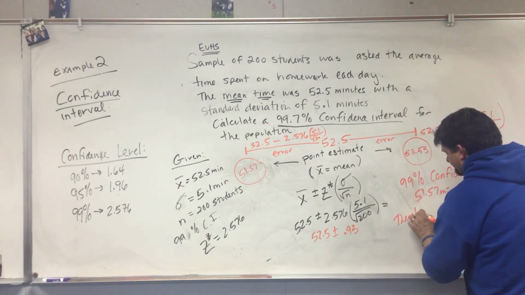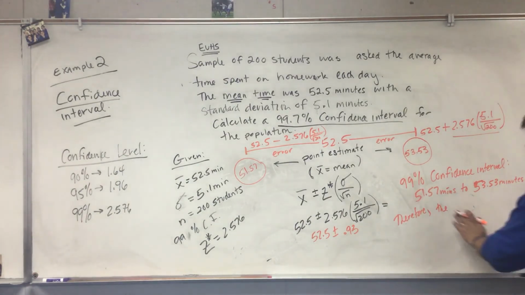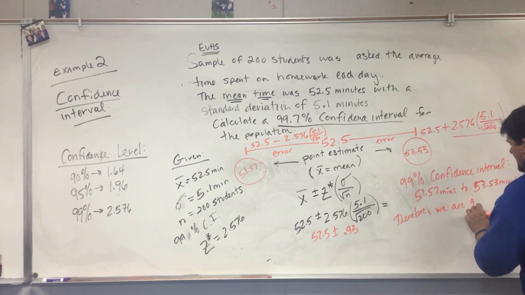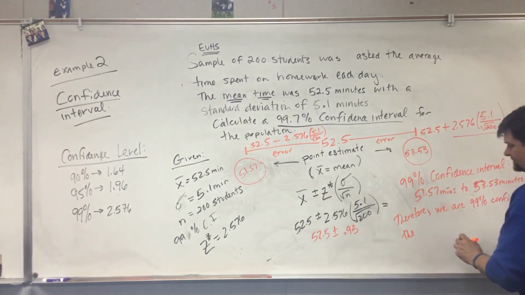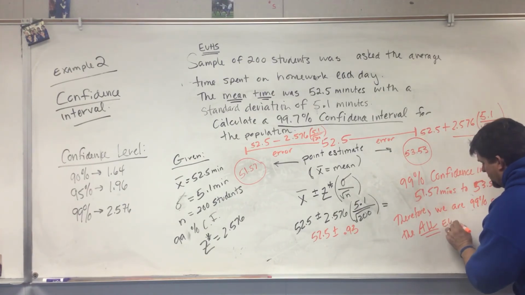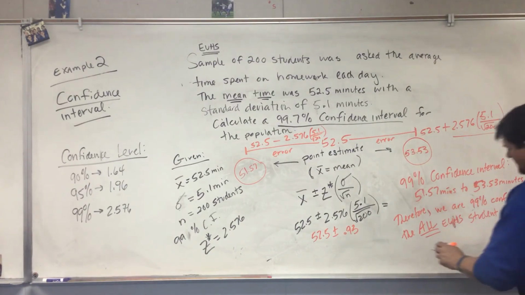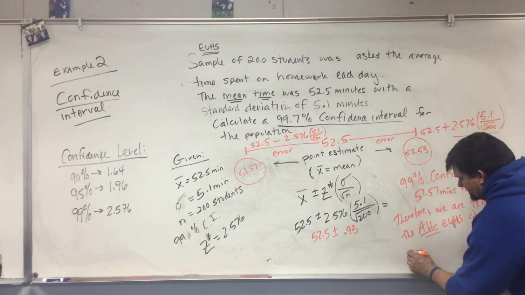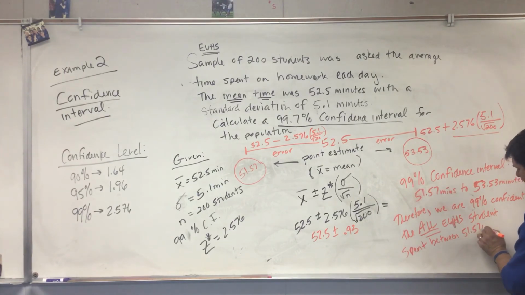Therefore, we are 99% confident that all EUHS students, let's see, spend between 51.57 minutes and 53.53 minutes on homework.